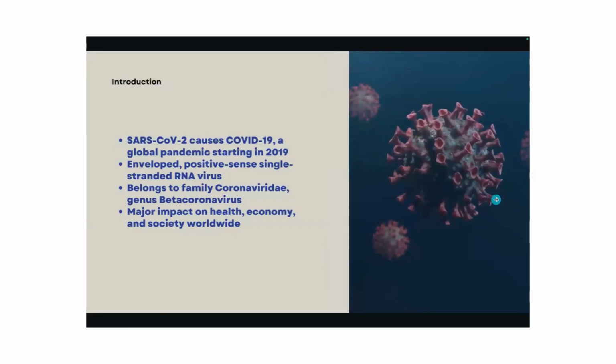SARS-CoV-2 is a coronavirus, a type of virus with a crown-like appearance under the microscope. It's an enveloped, positive sense, single-strand RNA virus. It emerged in late 2019 and spread globally, testing health systems, research efforts, and international collaboration. Studying it helps us prepare for future pandemics.